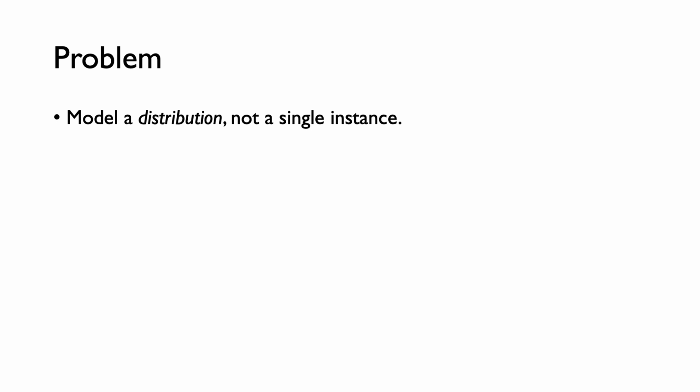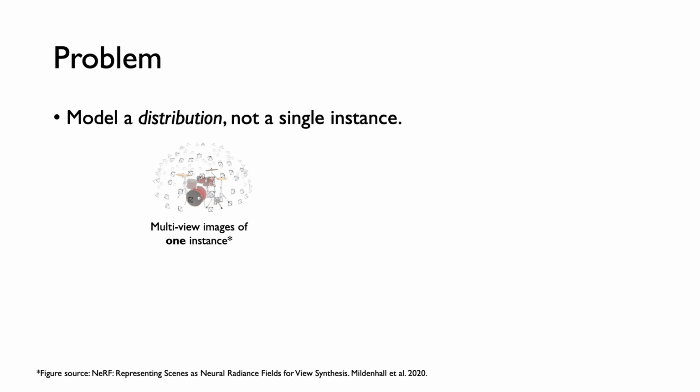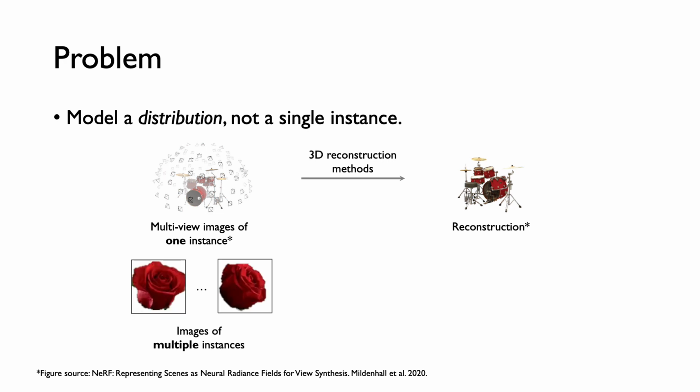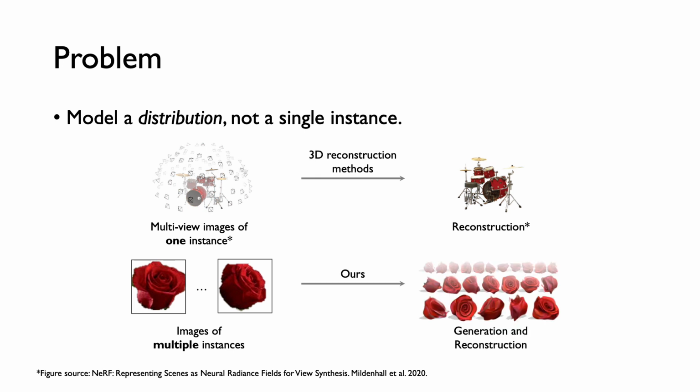The task can be interpreted as a probabilistic 3D reconstruction task. Unlike existing multi-view reconstruction methods such as NeRF, which are optimized with a pixel matching objective for one instance, we model a distribution from observations over multiple instances from inputs with unknown poses. We can then sample from the model distribution for generation and use an analysis by synthesis approach for reconstruction.